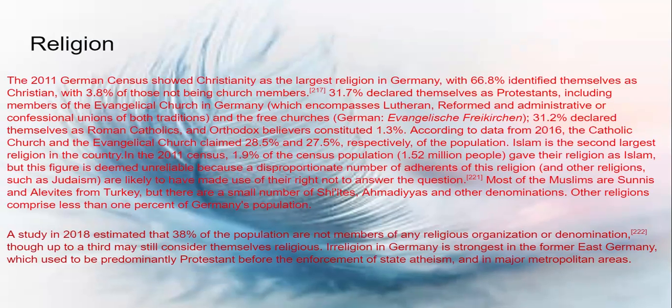Religion. In 2011, the German census showed Christianity, of course, as the largest religion in Germany. What were you expecting? I mean, with 66.8% identifying themselves as Christian, with 3.8% of those not being church members. 31.7% declared themselves as Protestants, including members of the Evangelical Church in Germany. Hey, we have Evangelical Church in here, Canada too. Only that they're also a minority here. Only our Catholics are the majority, followed by the Evangelicals, with a close number, like Germany.